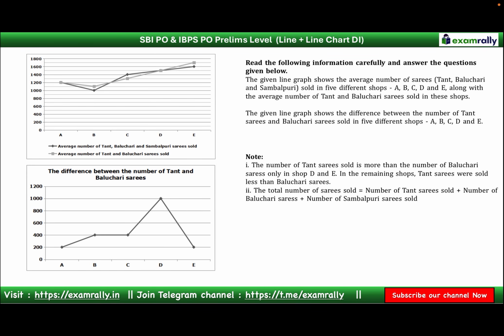Today we are going to discuss a double line graph based on average and difference. At the preliminary level to PO level, we can expect a variable-based DI with 2 or 3 variables. But here the level is somewhat increased because we have to find the average. They have given the average and difference, so in order to get the real value we have to use subtraction and sum. Based on this information we are going to solve.